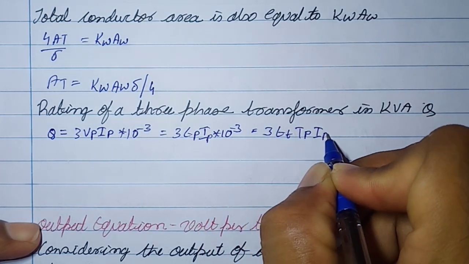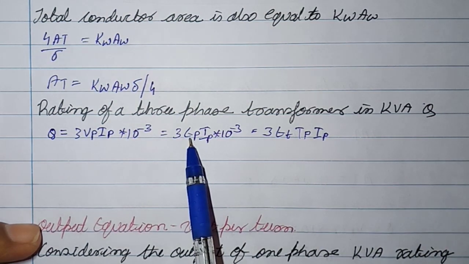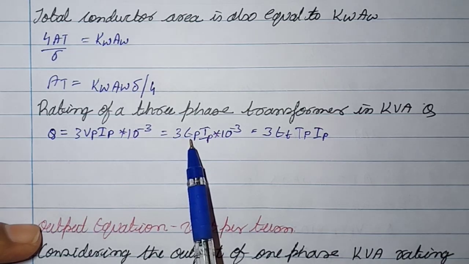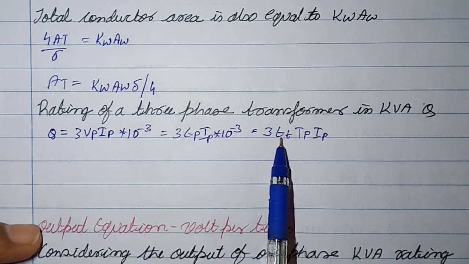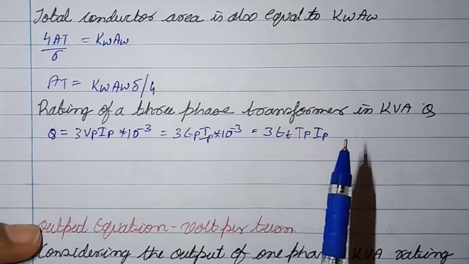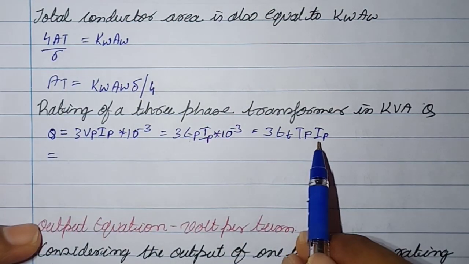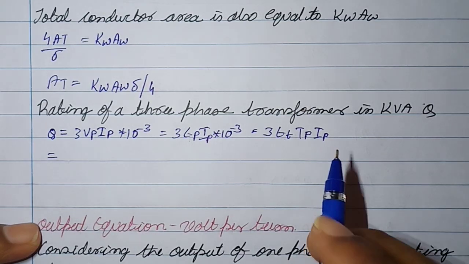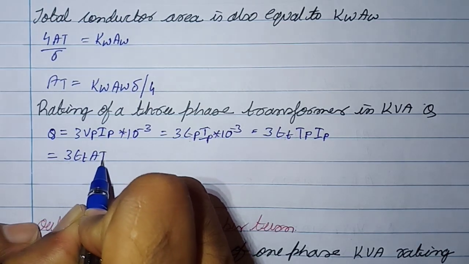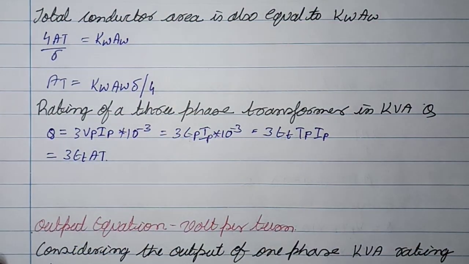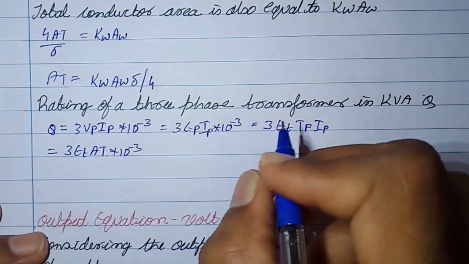TP IP. EP is the total voltage, given in terms of the volt per turn into the number of turns. Again, TPIP is substituted with AT. Therefore we get 3 ET AT into 10 raised to minus 3.